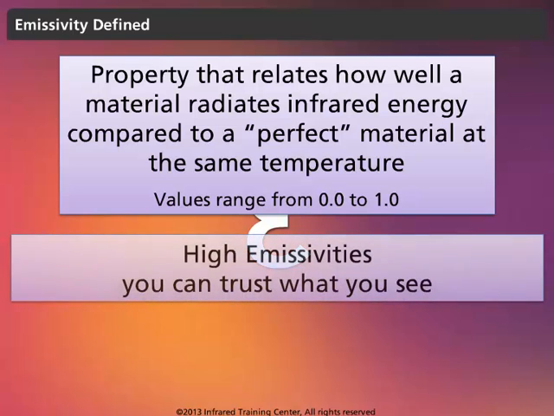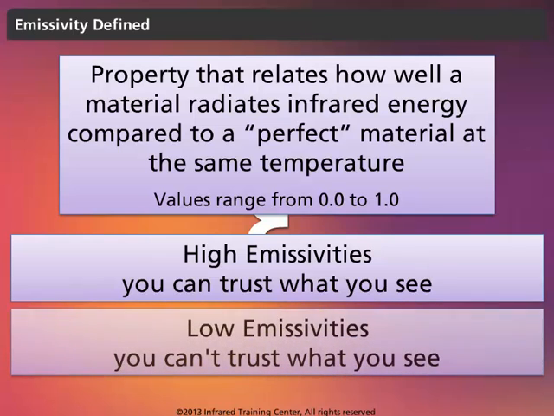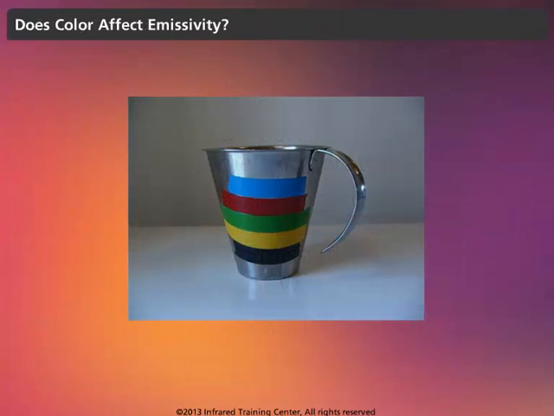Materials with high emissivities are easier to interpret and measure. Materials with lower emissivities reflect the surroundings and offer unreliable diagnosis. Luckily, many common materials have rather high emissivities. An object's color does not affect its emissivity. Emissivity is more tied into the type of material an object is made from.